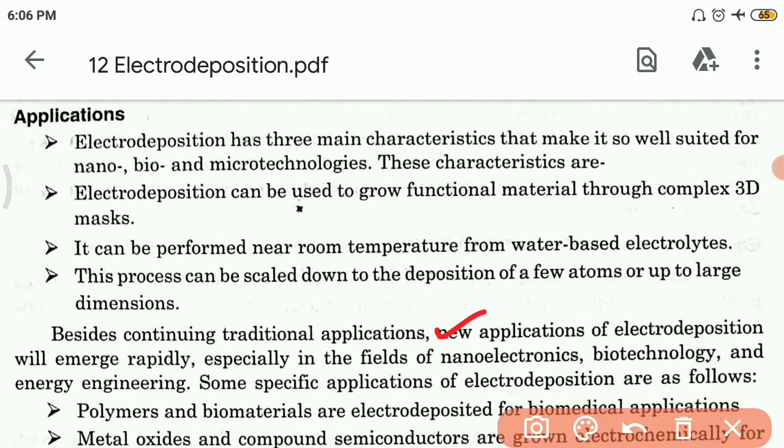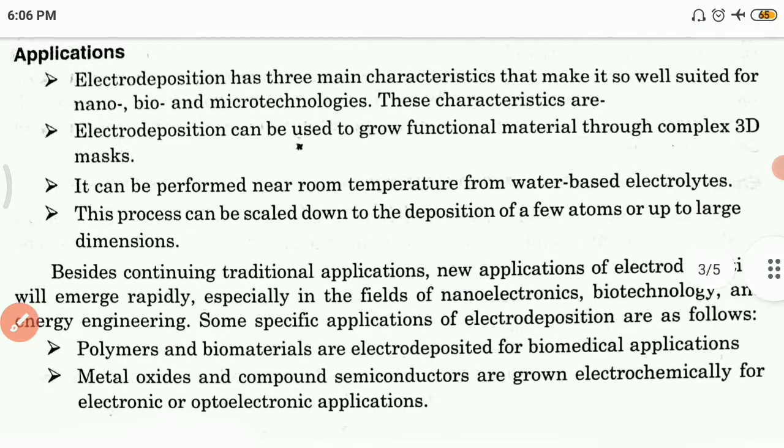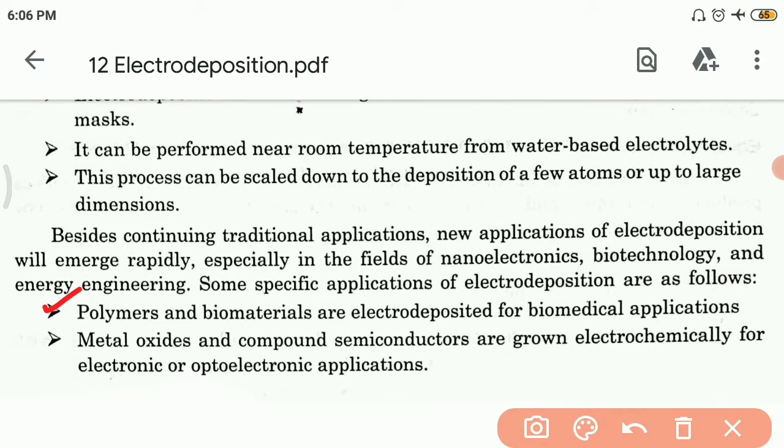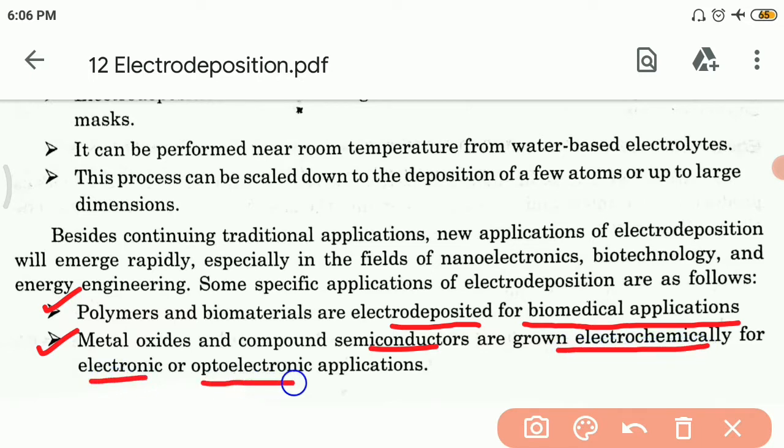Okay, so these applications are somewhat like the traditional ones, but besides continuing the traditional applications, new applications of electrodeposition will emerge rapidly, especially in the fields of nanoelectronics, biotechnology, and energy engineering. Okay, so some specific applications of electrodeposition in the new fields are, number one, polymers and biomaterials which are electrodeposited for biomedical applications, and metal oxides and compound semiconductors which are grown electrochemically for electronic and optoelectronic applications.